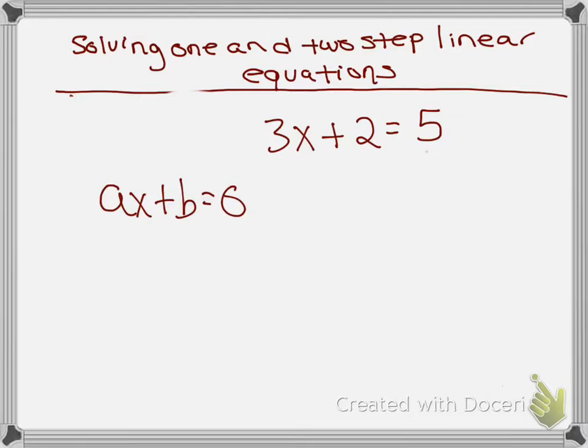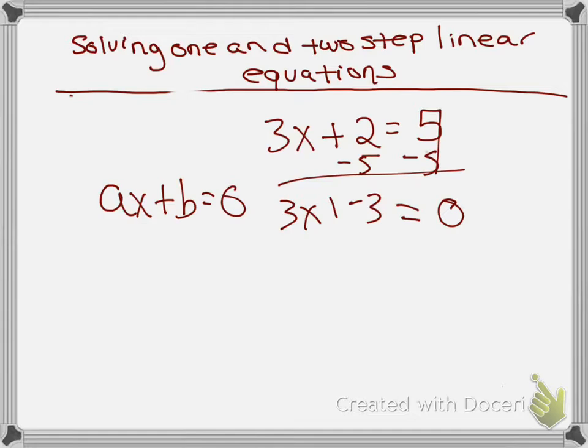Okay, so what I'm going to do is get this side right here equal to 0. I'm going to subtract a 5 from both sides. So again, that side equals 0. 2 minus 5 is negative 3. Now I have the 3x here. Drop my plus. There you have it: 3x plus negative 3 equals 0. Whenever you have a linear equation and one side equals 0, this is called the standard form of that linear equation.